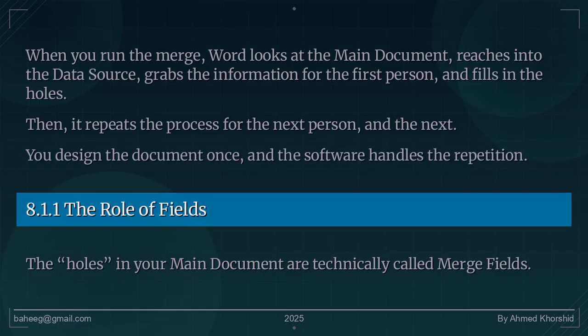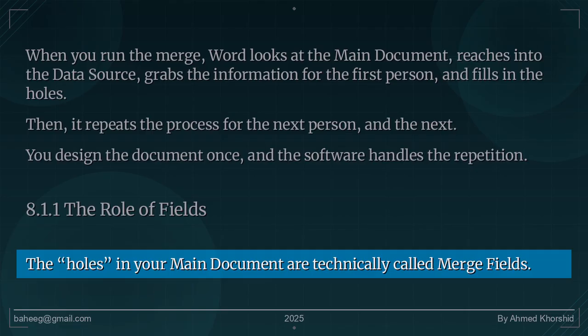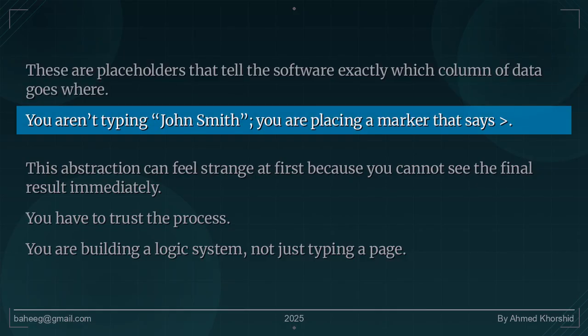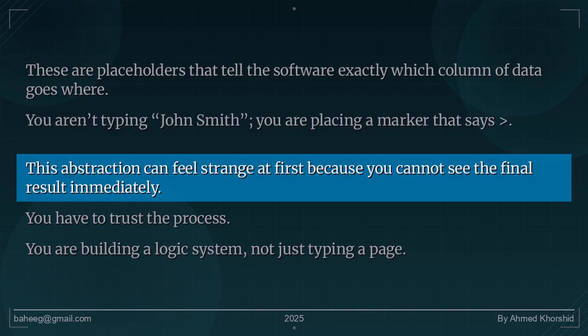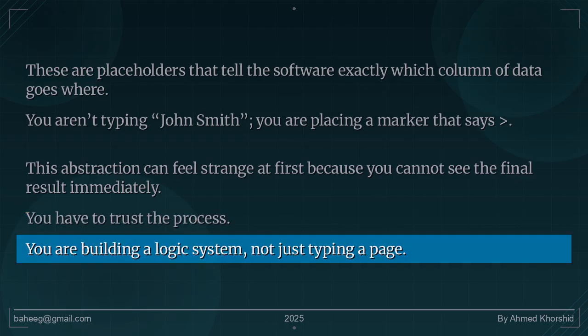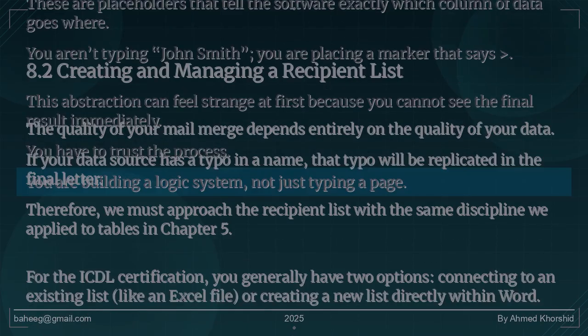8.1.1: The role of fields. The holes in your main document are technically called merge fields. These are placeholders that tell the software exactly which column of data goes where. You aren't typing John Smith, you are placing a marker that says first name. This abstraction can feel strange at first because you cannot see the final result immediately. You have to trust the process. You are building a logic system, not just typing a page.